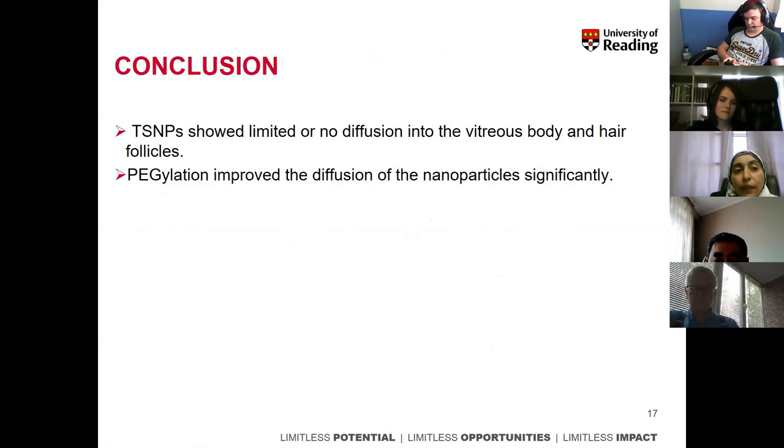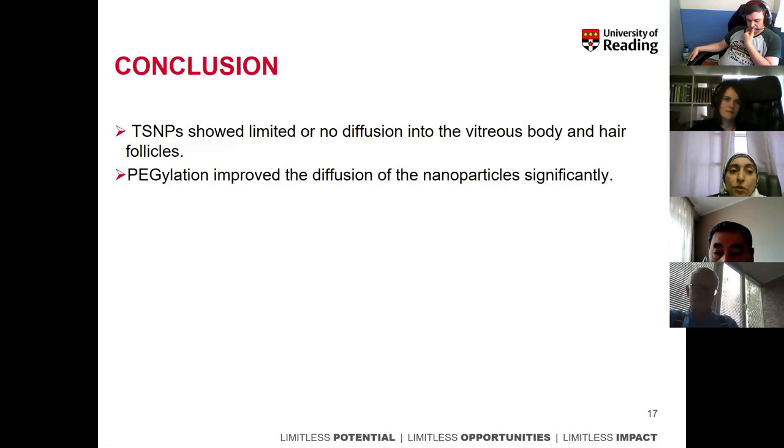In conclusion, we could show that phthalated silica nanoparticles had limited or no diffusion into the vitreous body and hair follicles. This could be related to the presence of thiol groups on the surface of the nanoparticles. It was also reported that these nanoparticles have mucoadhesive properties, and they showed adhesion to the surface of the cornea and also the bladder.